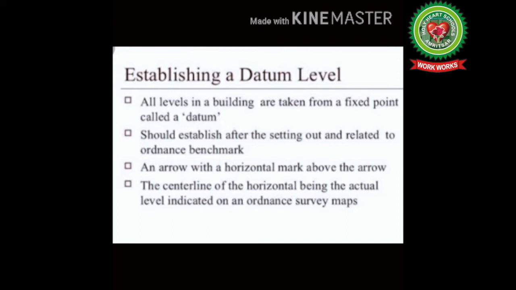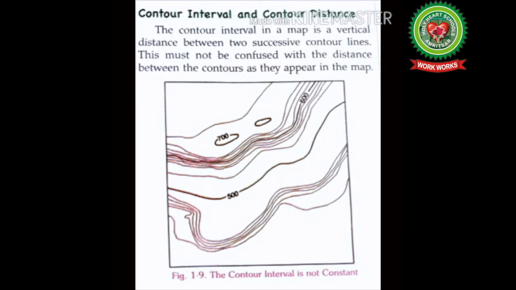An arrow with a horizontal mark above the arrow, the center line of the horizontal being the actual level, is indicated on the Ordnance Survey map. Ordnance Survey map means topographical sheets. Come back to the reading again.